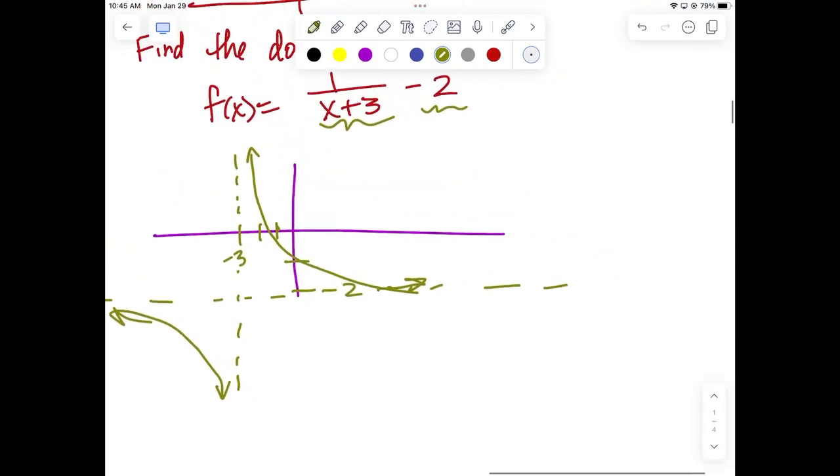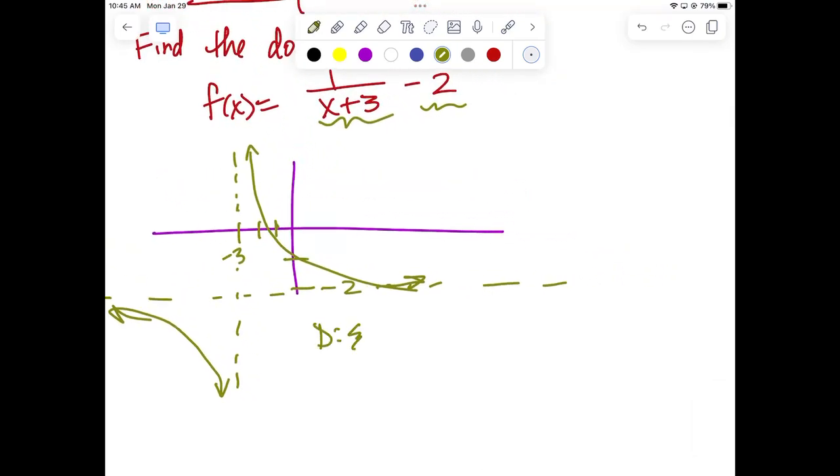Now, the domain is going to be the set of all x such that x is not what value? -3. We don't touch -3 because there's a vertical asymptote at x equals -3. Okay, so x cannot equal -3 because there's a vertical asymptote at x equals -3.